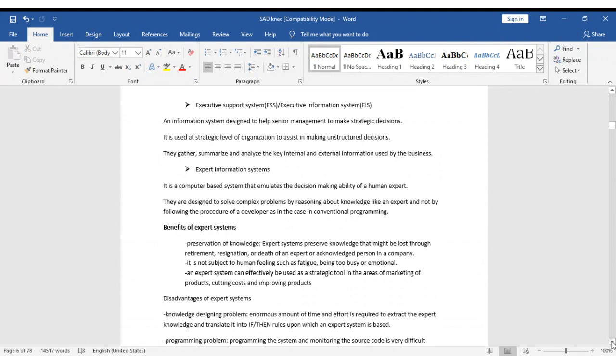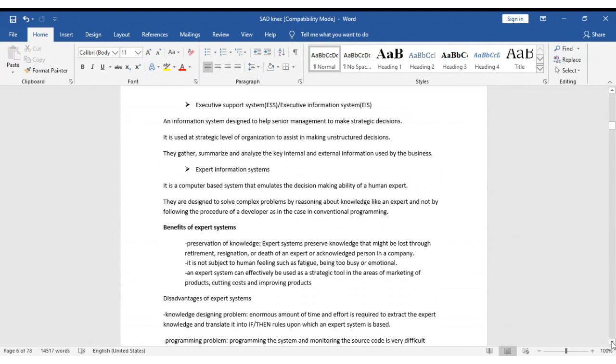They are designed to solve complex problems by reasoning about knowledge like an expert, and not by following the procedure of a developer as in the case of conventional programming.